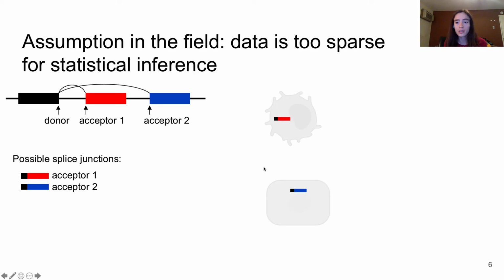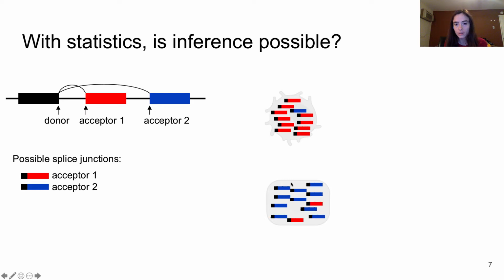It's currently an assumption in the field that alternative splicing data from single-cell RNA sequencing is too sparse for statistical inference, especially data from droplet-based platforms. Our data looks kind of like this, with very few splice junctions present for each gene in each cell. With data this sparse, can we draw any conclusions?